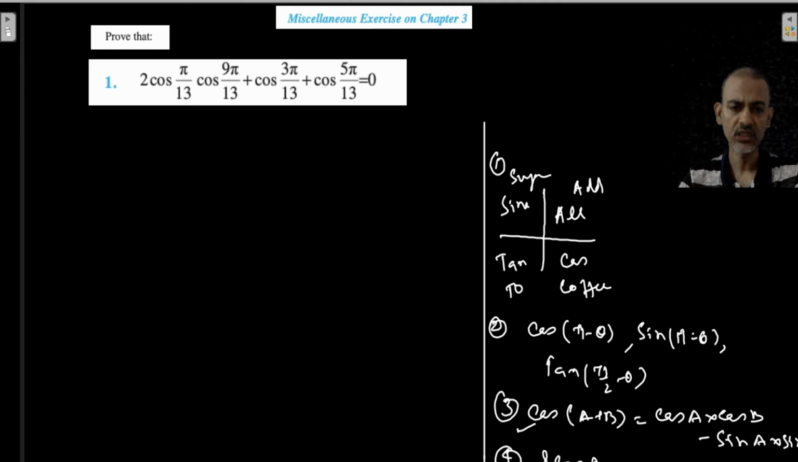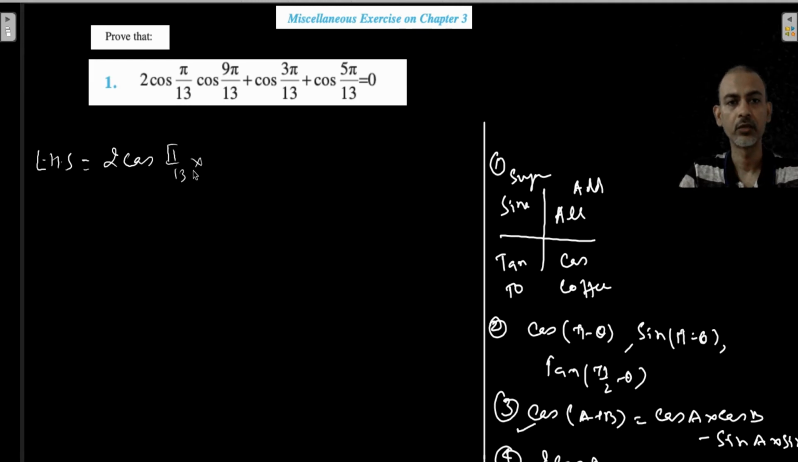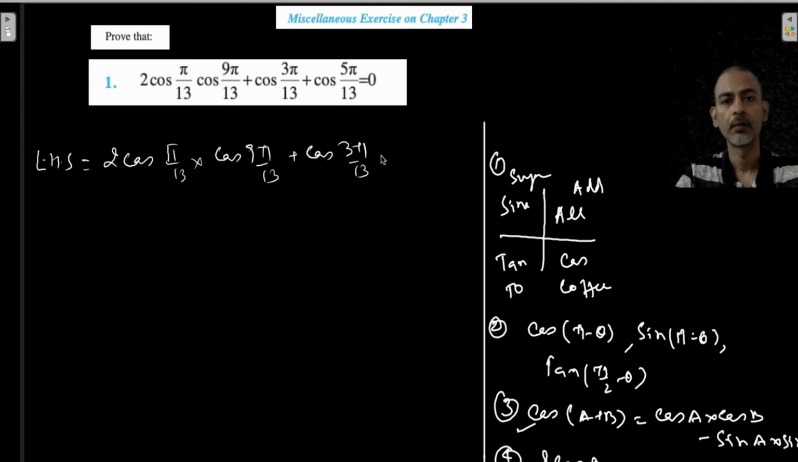So let's start with the first example. In the very first example, we have been given an expression and then we are asked to prove it to be equal to 0. So we'll start with this. We have 2 cos of pi by 13 into cos of 9 pi by 13 plus cos of 3 pi by 13 plus cos of 5 pi by 13.